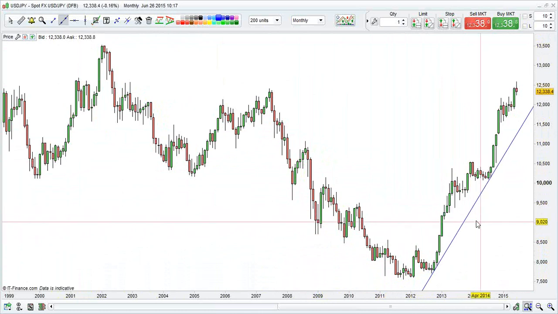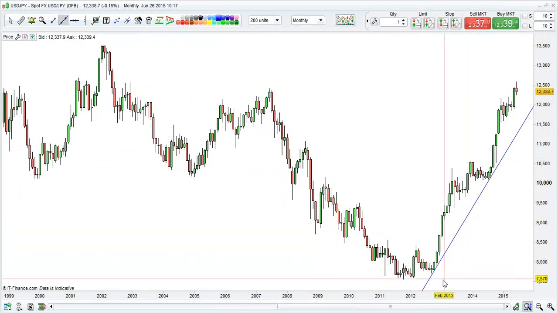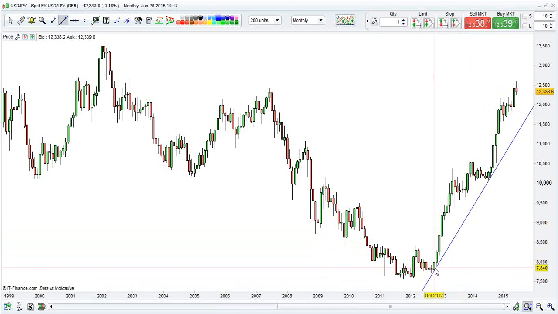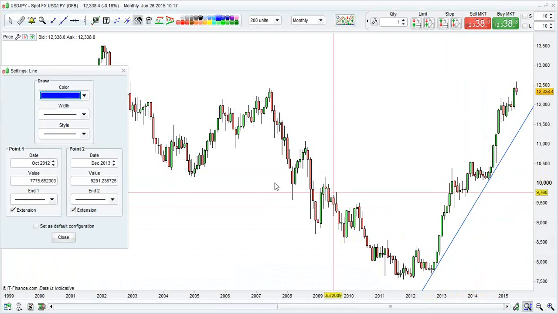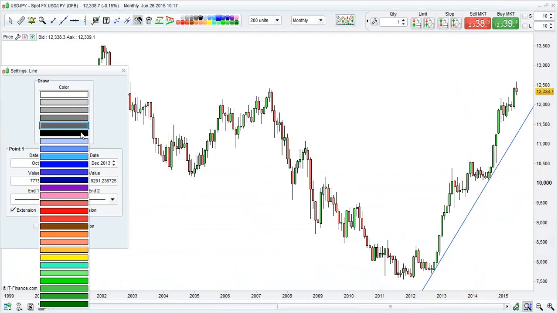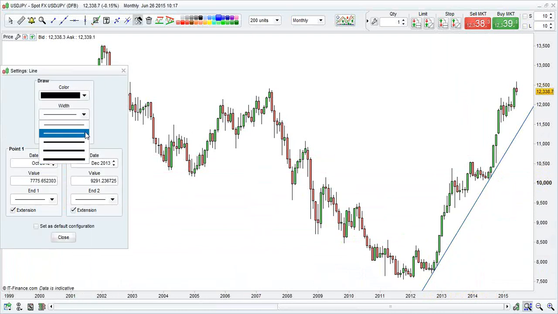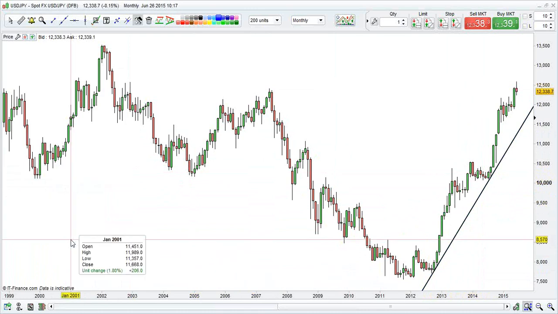As we discussed before, we can see our 3 touches to confirm a valid trend line. We have 1, 2, and 3. I'll just configure that. We can change the color to black, and we can thicken it up. And there we have our first trend line on our longer term time frame.